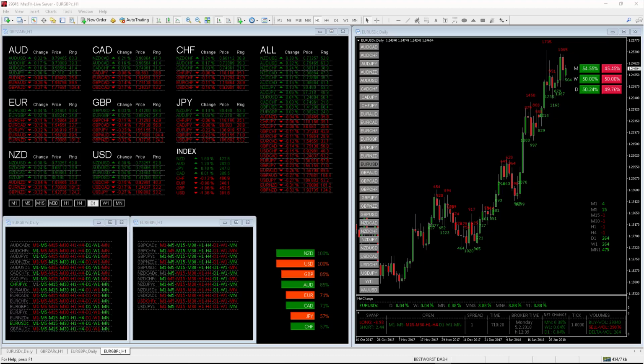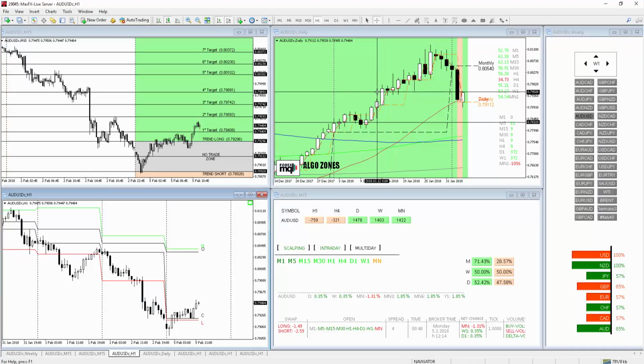The power strength gives us the New Zealand dollar 100% long and the US dollar 100% short. We have high percentages on the British pound and the Australian dollar also, respectively 85% short and 85% long. The best trades so far in the Forex market are Kiwi US dollar ahead by 0.38% and Aussie US dollar gaining 0.33%. Now let's go to the charts to analyze the majors.